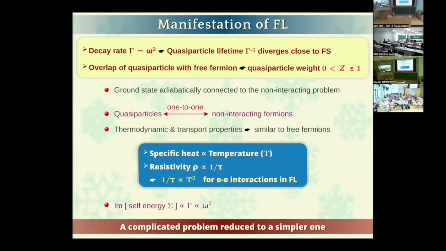Lastly, if we compute the imaginary part of the self-energy sigma for this interacting system, that is actually proportional to gamma, and I told you gamma is proportional to omega squared. So all these things we can compute using the simple Landau's Fermi liquid formalism. What in the beginning we could think is a complicated problem because of interactions has been reduced to a simpler one thanks to this Fermi liquid framework.